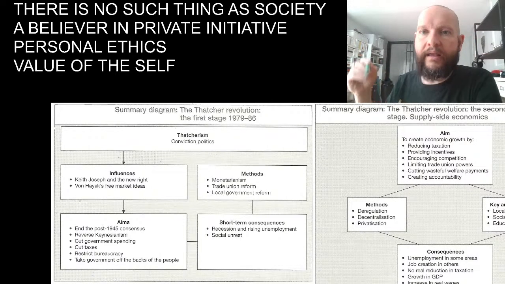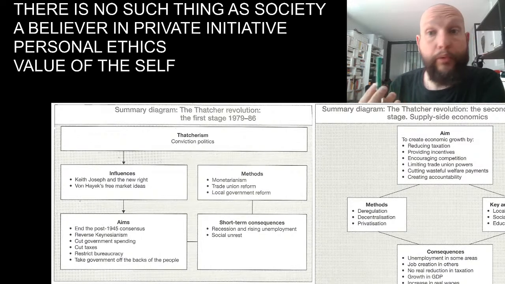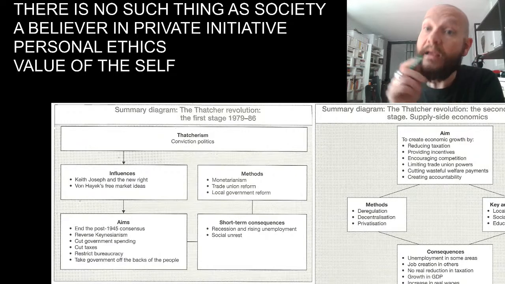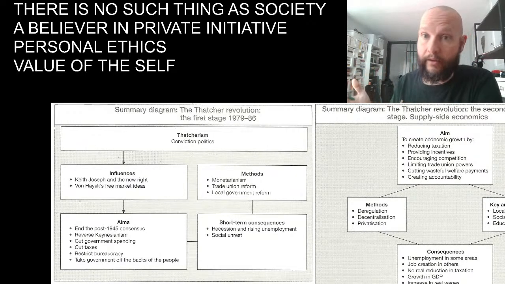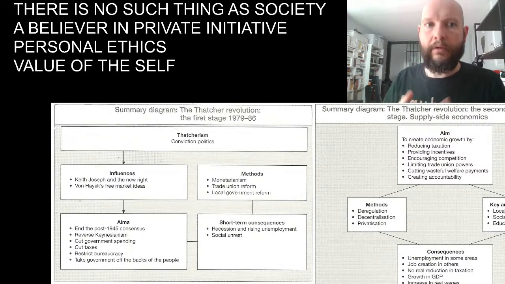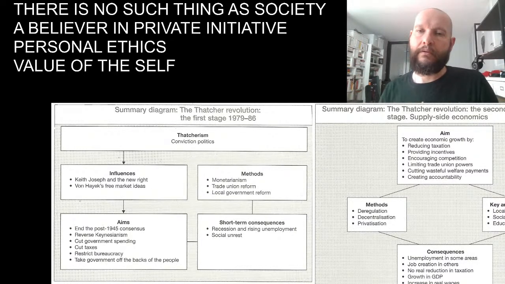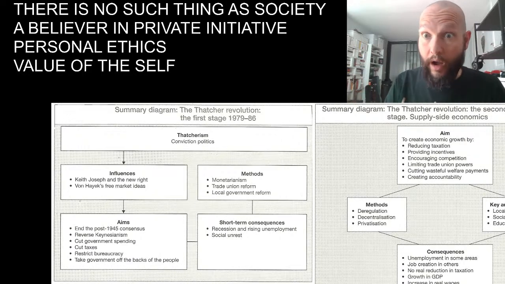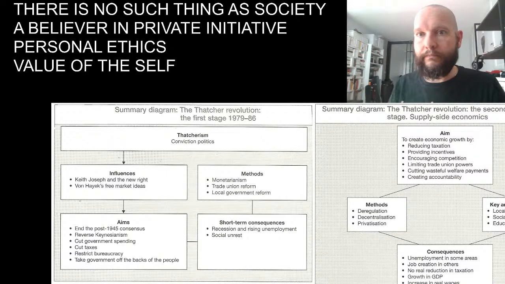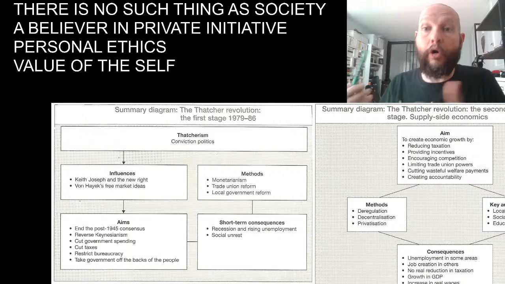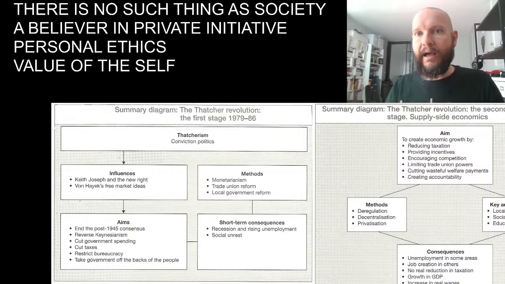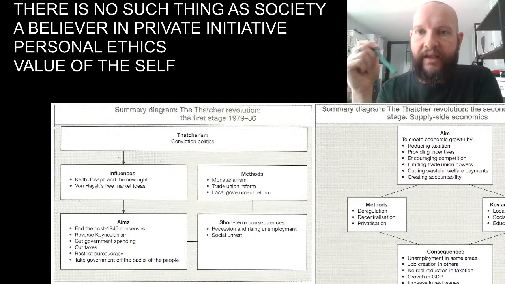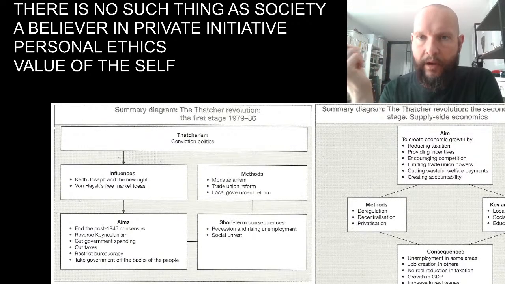So, society does not exist. There are only individuals. If you're poor, you owe it to yourself. If you've made it as a millionaire, your personal value is the reason. Your commitment, your work has made you what you are. Or your lack of work, idleness, has made you what you are. So these are the values she promoted.